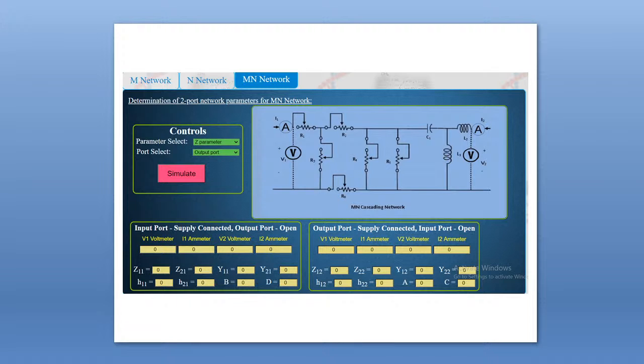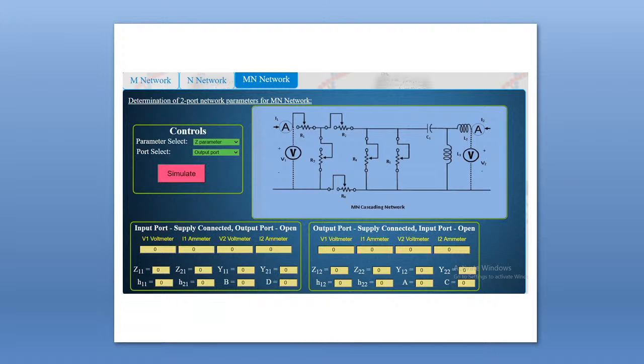You have already covered the theory part of this topic. Then you select the input port. From the port selection tab, you select the input port, and finally you click on the simulate button. Okay, you will get the values of the input port parameters y11 and y21.